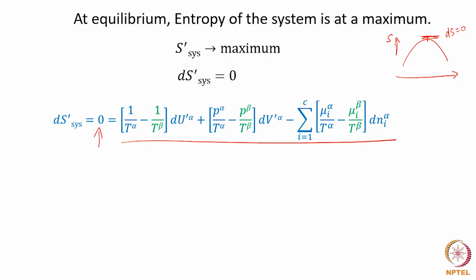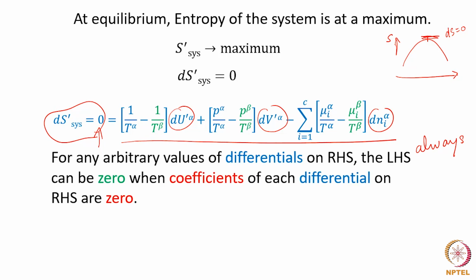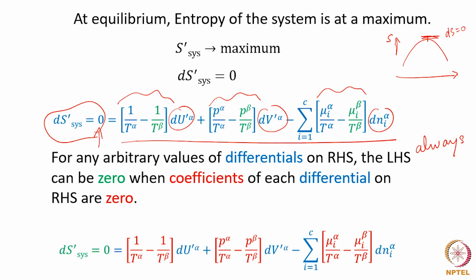And we then have a very subtle argument. We are saying that under arbitrary small changes of the internal energy of alpha, small change of the volume of alpha, and small change in the species I in alpha, we want to ensure that the entropy change is always going to be 0, and this we can always guarantee. That is, it's a very subtle argument. We say that we can always guarantee it if the coefficients are 0. Okay, so these coefficients which are actually highlighted, if these are 0, then we can always ensure that the right hand side is 0.